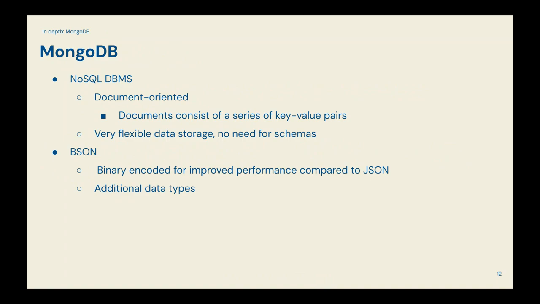MongoDB uses what's called BSON, which stands for binary JSON. So the document itself is made in a JSON-like structure, but it's using a binary encoding that greatly improves performance compared to JSON. In addition, it has some additional data types that are not present in regular JSON.